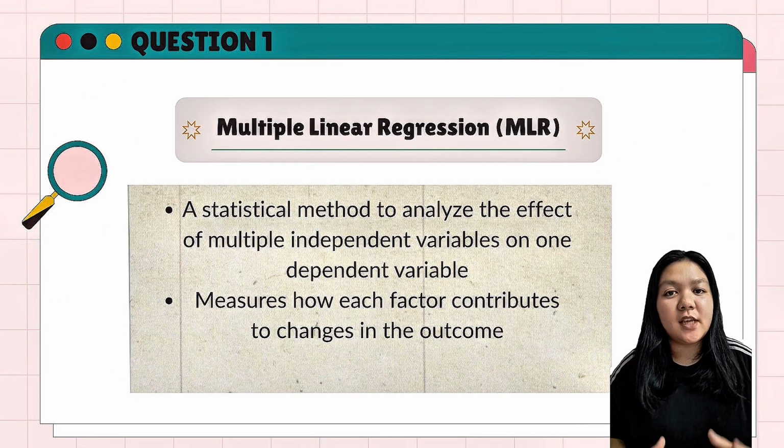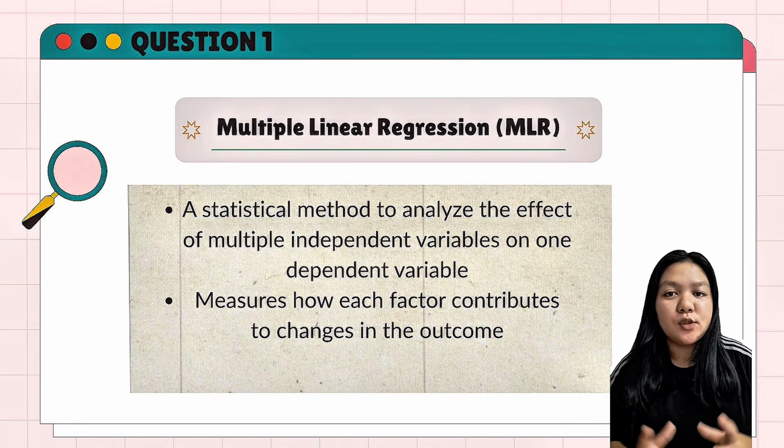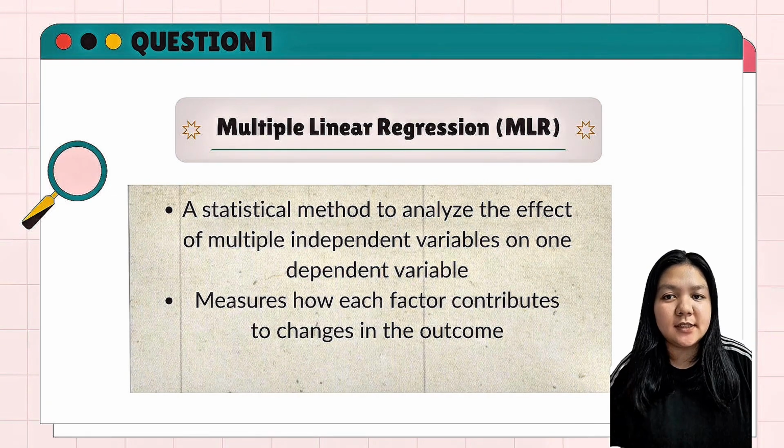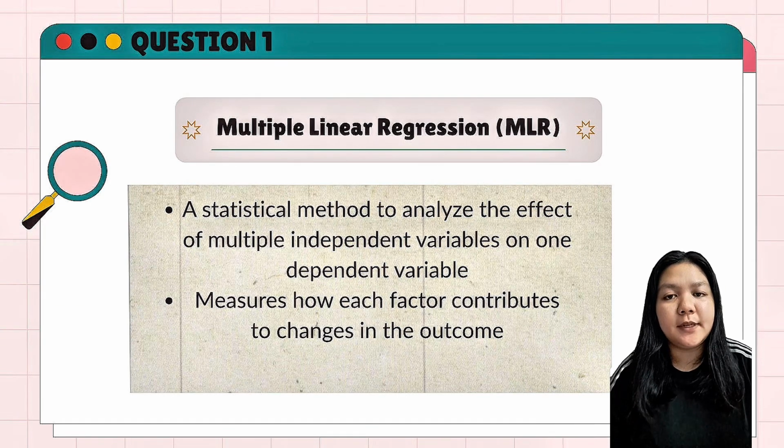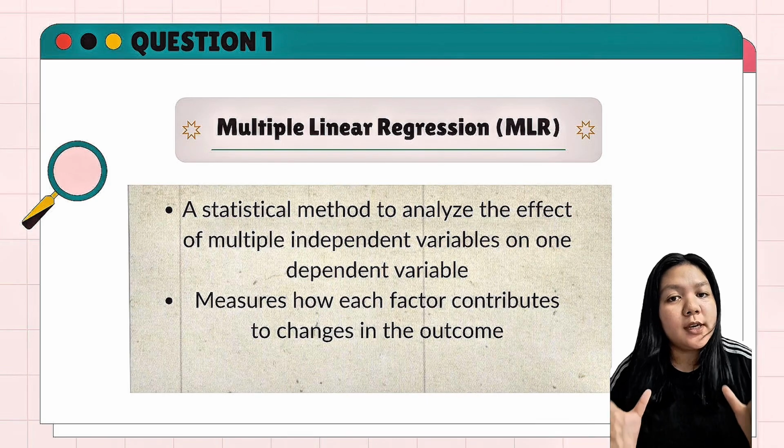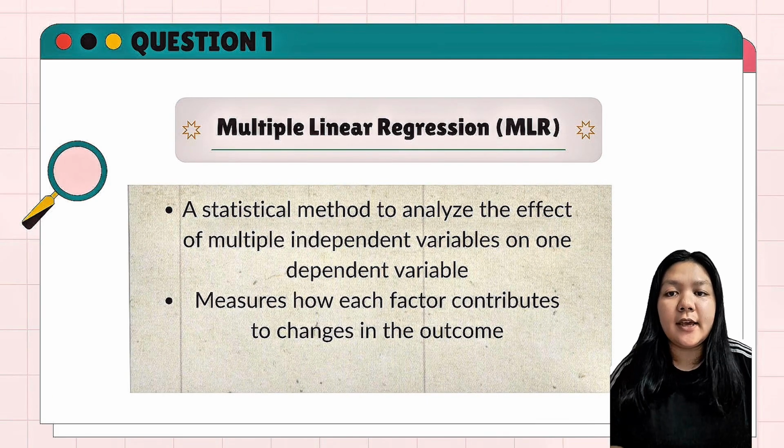Multiple linear regression is one of the statistical methods used to help us analyze how several factors, which we call independent variables, can collectively influence a single outcome, known as the dependent variable. This means we are looking at how a group of inputs works together to affect a single output. Specifically, this method can help us measure the extent to which each of these factors contributes to changes in the outcome. So, it tells us not just that they have an influence, but also the degree of that influence for each factor.